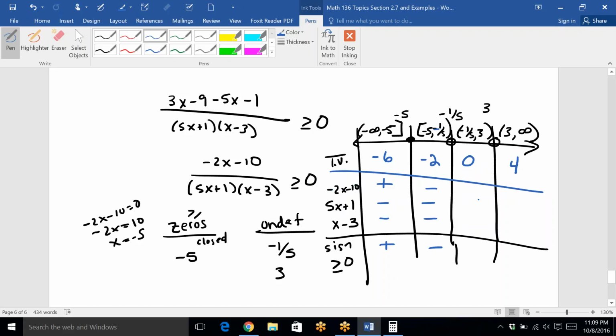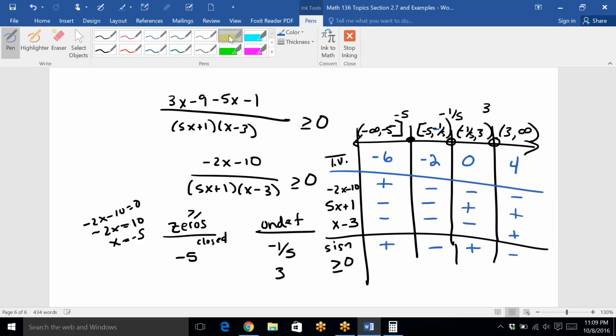-2 times 0 is 0, minus 10 is negative. 0 plus 1 is positive. 0 minus 3 is negative. 2 negatives make a positive when we multiply or divide. And -2 times 4 would be -8. Take away 10 more is still negative. 5 times 4 is 20, plus 1 would be 21, positive, and 4 minus 3 is positive.